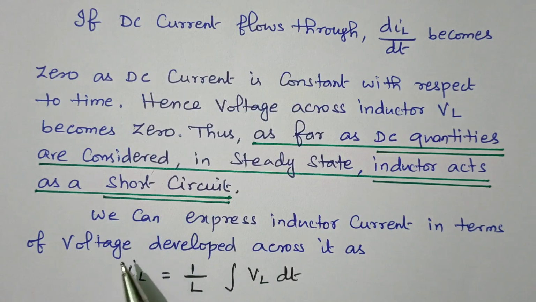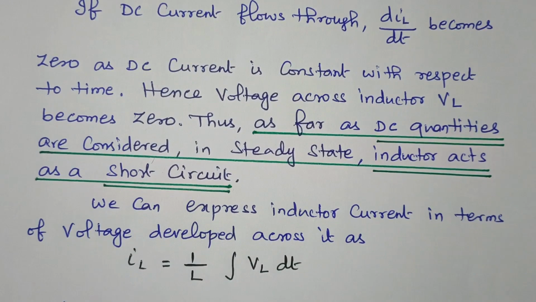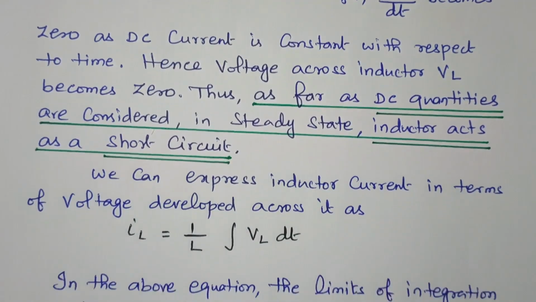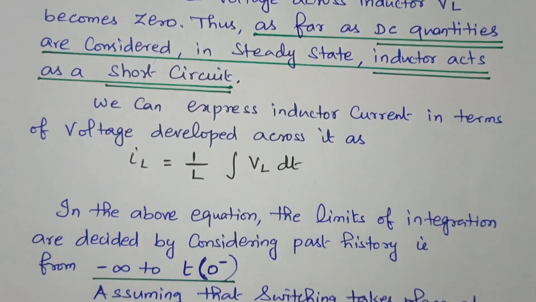Right. Now we'll go to the next. We can express the inductor current in terms of the voltage developed across it. So this is the expression for current: IL equal to 1 divided by L integral VL dt. The equation is rearranged, so current is given in terms of voltage. IL equal to 1 by L integral VL dt.